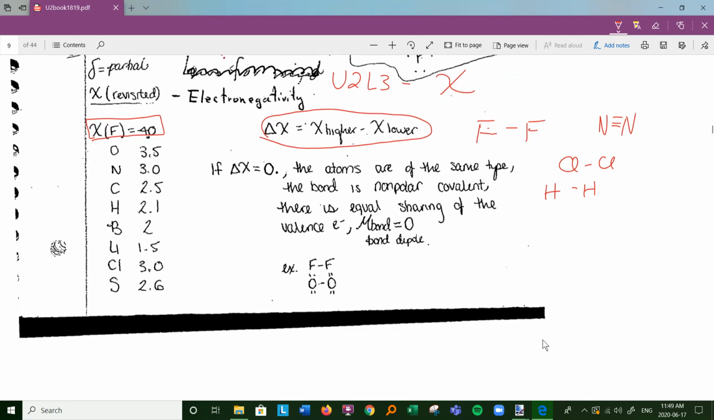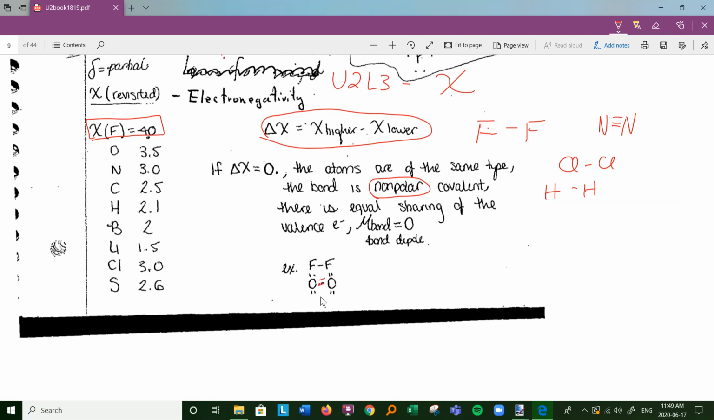Some books just say covalent. That's not good enough. Better books say nonpolar covalent. That means there isn't a positive end and a negative end to this molecule. The valence electrons between the two atoms are shared equally. And we say that the bond dipole is 0. There's no positive and negative end. This Greek letter mu, I know it stands for micro, it also stands for dipole. The dipole moment is 0.